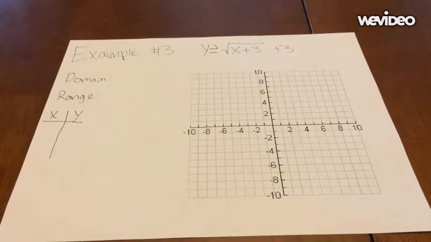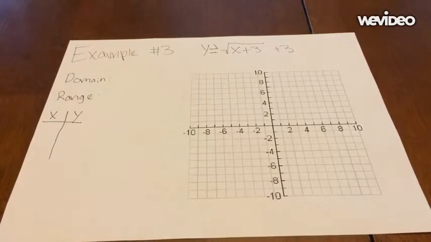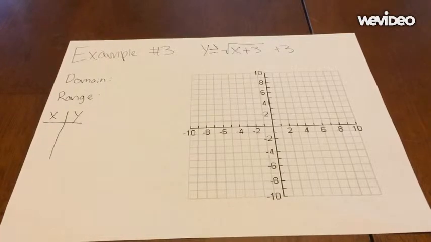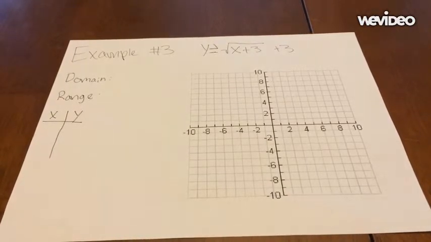Alright guys, so I have our last example up here. The equation of our line is going to be y is greater than or equal to the square root of x plus 3, plus 3. So since it's y is greater than or equal to, that'll affect the graph in the end, but as far as drawing the line at the beginning, it'll be just about the same.